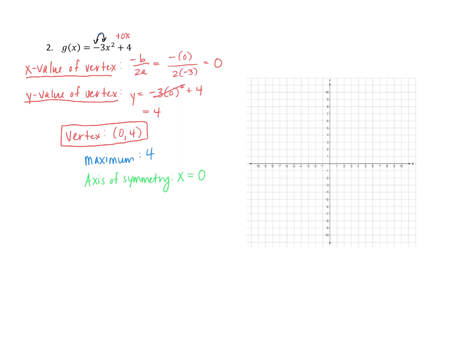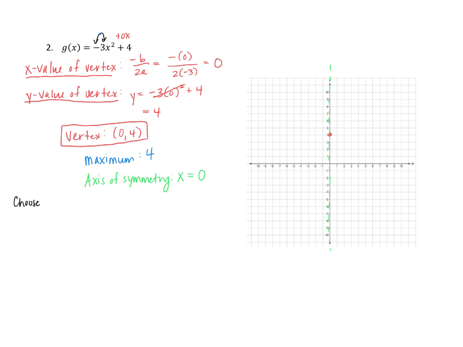So now I can go ahead and graph all of this. So 0, 4 would be here. That's the vertex. The axis of symmetry, I can go ahead and do a dashed line. There's that. And now I need to pick some more points to graph. Remember that you can choose anything you want to plug in for x, but you really want to pick something that's relatively close to your vertex. So 1 and -1, 2 and -2, something like that would be a good choice.